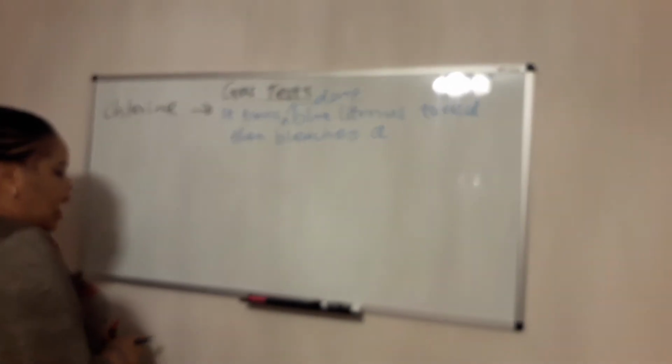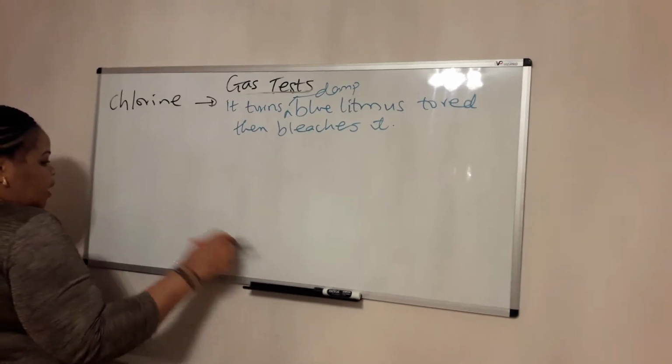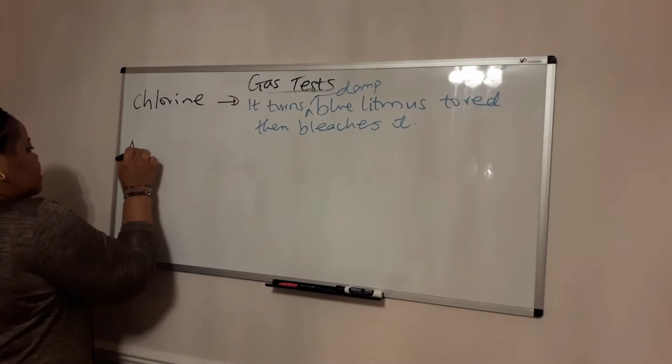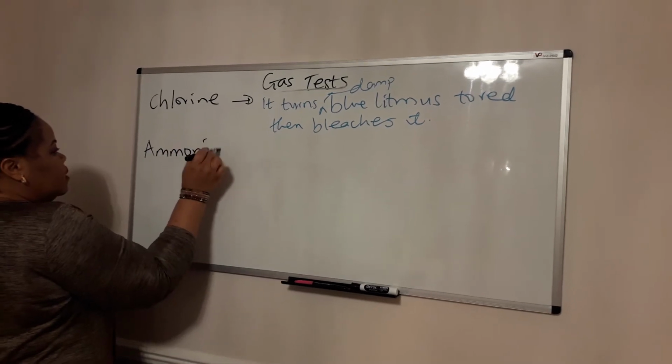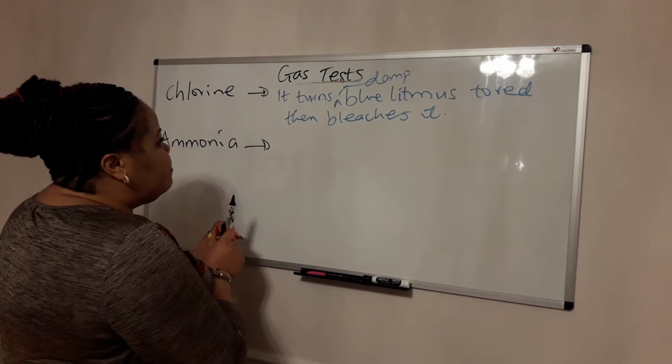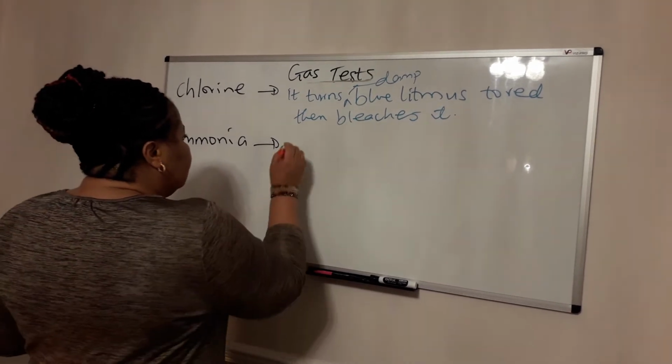All right, then I'll just pop in there while we're at it, the test for ammonia. Ammonia is another one. The test for ammonia is it turns damp red litmus paper blue.